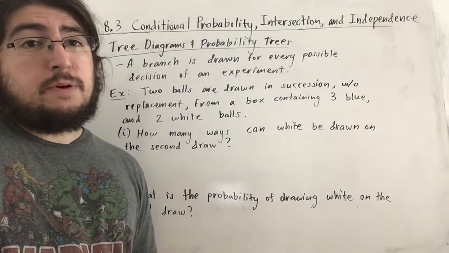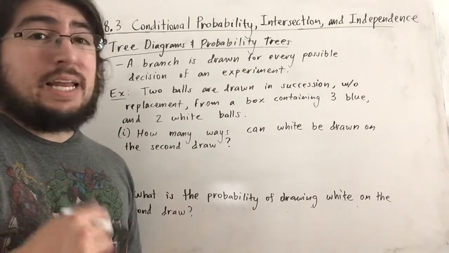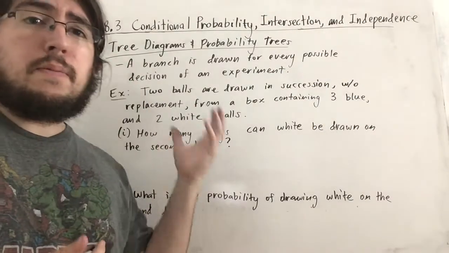Hello everyone, this is chapter 8.3 and here we'll be discussing conditional probability, intersection, and independence. First I want to start off by talking about what is called a tree diagram or probability tree.